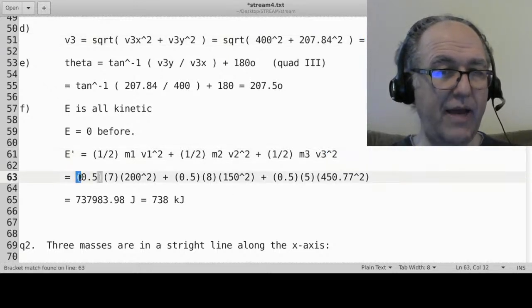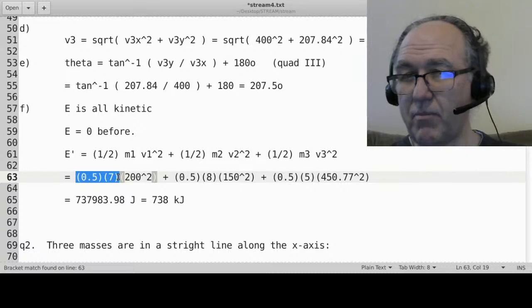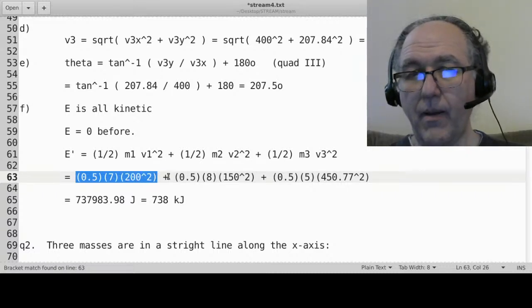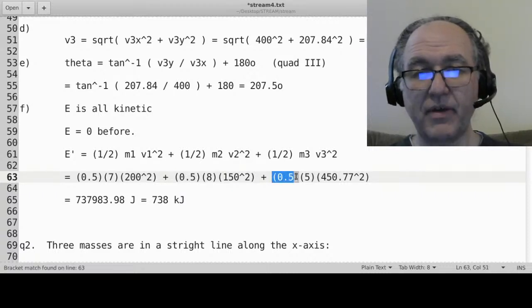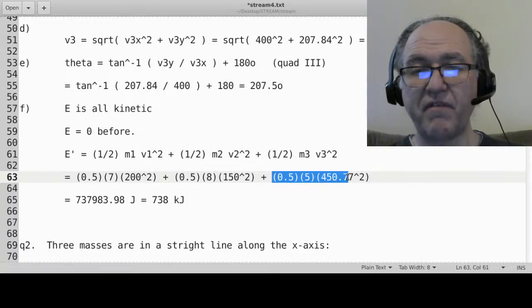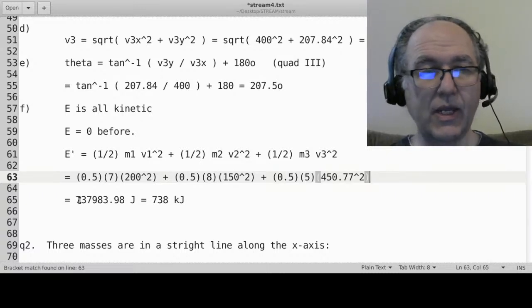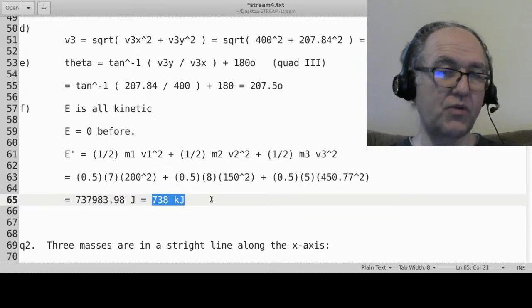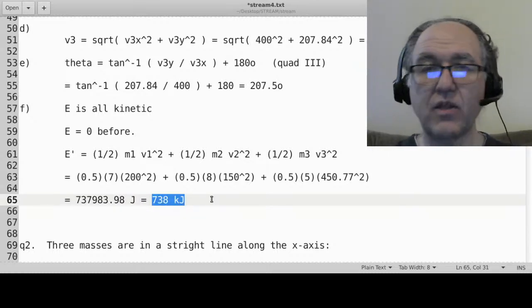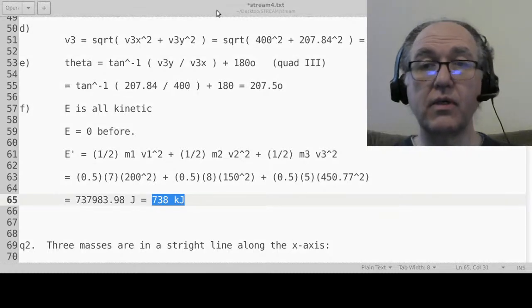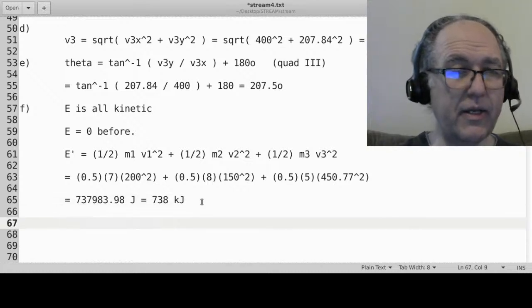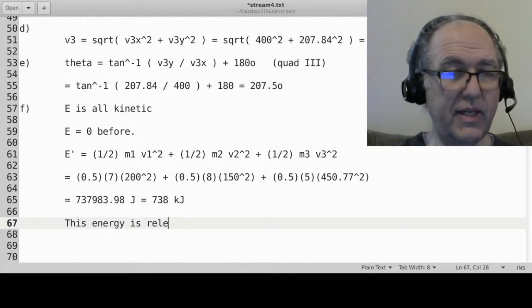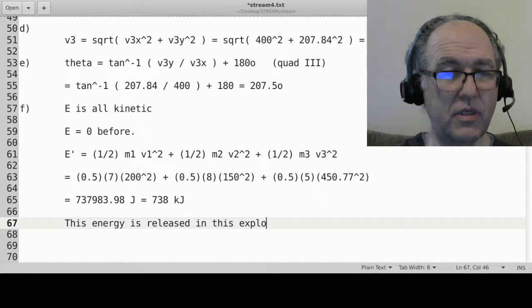Substituting in, we have 1/2 times 7, which is m1, times 200 squared, plus 1/2 m2, which is 8, times v2 squared, which is 150 squared, and then 1/2 m3, which is 5, times v3, 450.77, squared. You work that all out and you get this number here, which just rounds off to 738 kilojoules. That's how much energy is released in this explosion. Maybe we should just write that: this energy is released in this explosion.